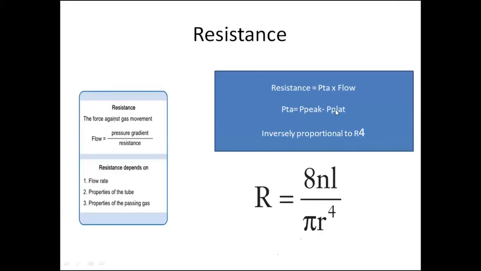So resistance is mainly the force against gas movement. It's inversely proportional to the radius to the fourth power. So when the diameter of the airway is less, your resistance will become many times more. That is the more important point. This concept is very important for us in asthma ventilation, where your airways are narrowed down. So there you have more resistance, and the resistance is overcome by your transairway pressure. So transairway pressure is the difference between P peak and P plateau.